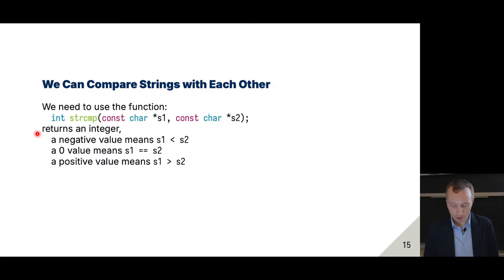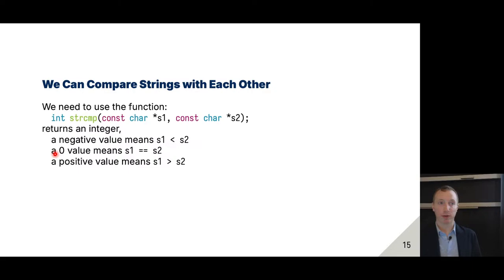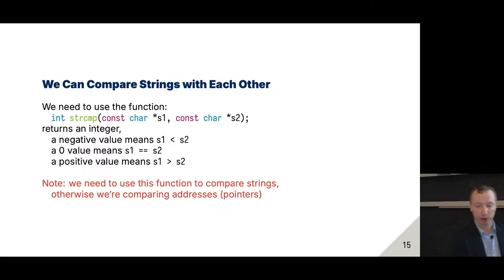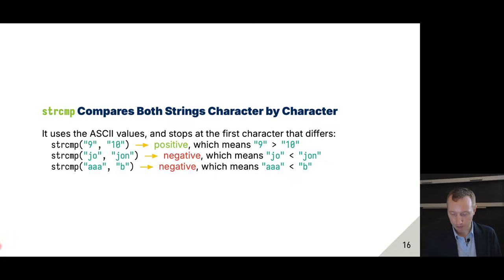So this function returns an integer. If it returns a negative value, it means S2 is larger than S1. If it returns a 0, it means the strings are equal, so the content is the same. And if it returns a positive value, it means S1 is greater than S2. So note, this is the function you need to use to compare strings. Otherwise, if I just say, hey, S1 equals S2, they're just pointers. C doesn't care. You're just seeing if this address equals another address, which isn't going to help you if you actually care about the contents of the string being different or not. So this is how it works with different strings. It compares the ASCII values and then stops when the first character differs.